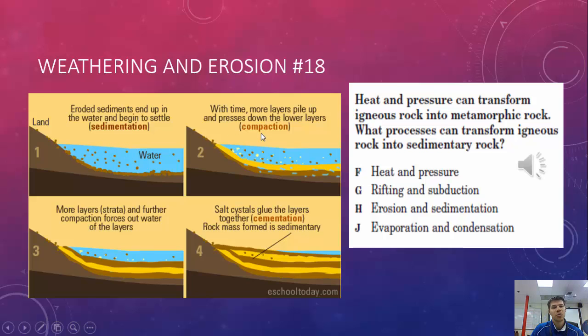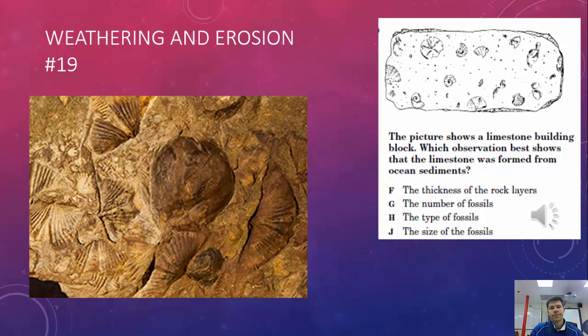The sediments get smushed together through compaction, and eventually they get compacted more and more, and they get glued together and cemented together. And so our best answer here of how to make a sedimentary rock: heat and pressure, no, that's metamorphic. Rifting and subduction, those are more terms associated with plate tectonics than rock building. Erosion and sedimentation, absolutely. H is the best answer here for number 18.